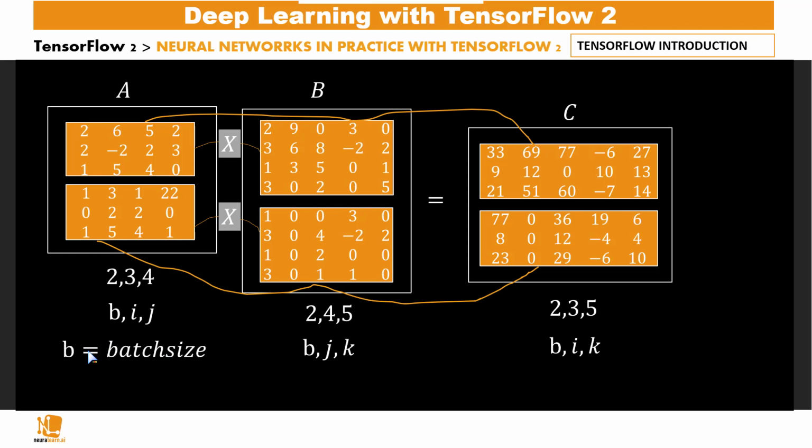Now note that this B could be taken as a batch size, and this is because in general many times in machine learning computations are done on batches of data. So in this case we could have this box right here as a single batch, and then we have this other one as another batch, giving us 2 batches. So we have the batch size equal 2.